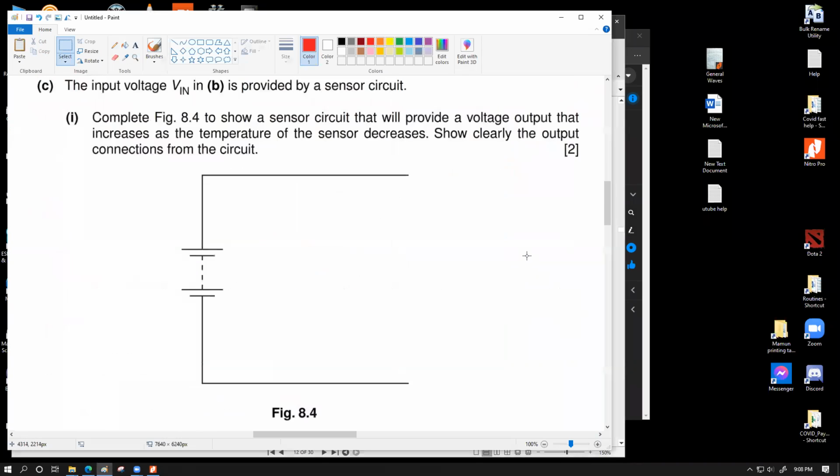All right. So complete figure 8.4 to show a sensor circuit that will provide a voltage output that increases as the temperature of the sensor decreases. So we want to design a circuit whose output will increase as the sensor temperature decreases. So basically we'll need a thermistor, a temperature sensing resistor, and a fixed resistor, and use it as a potential divider circuit. So I'm just placing them in random positions. Up or down doesn't matter because I'm going to choose my position of the V out logically afterwards.